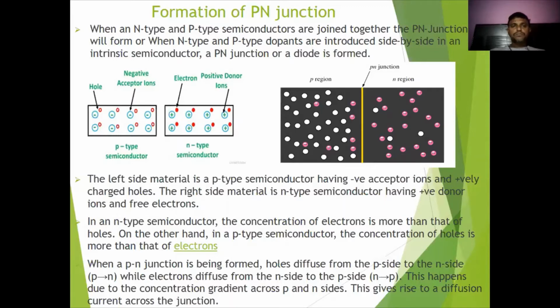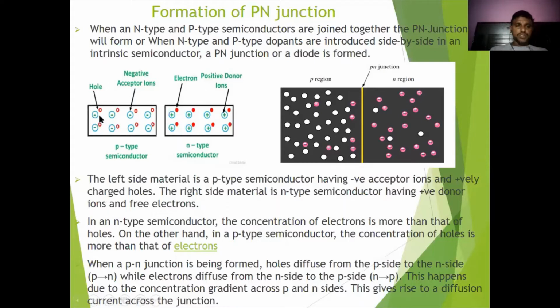If you consider two semiconductor materials, one n-type and another p-type, and join them together, there will be a formation of a p-n junction. Before that, what does the p-type semiconductor consist of, and what does the n-type semiconductor consist of? You can observe the diagram clearly here.